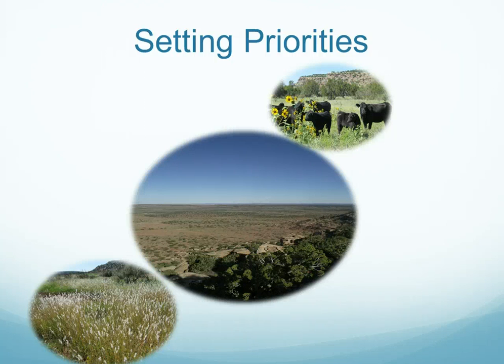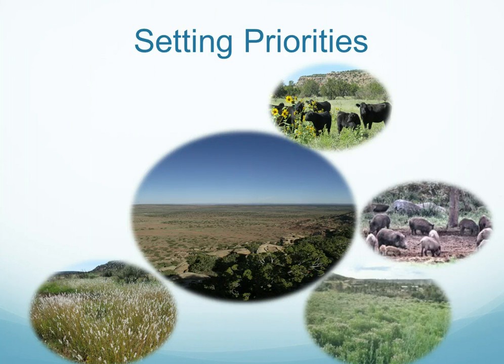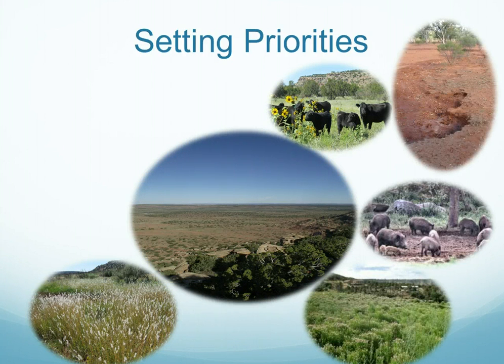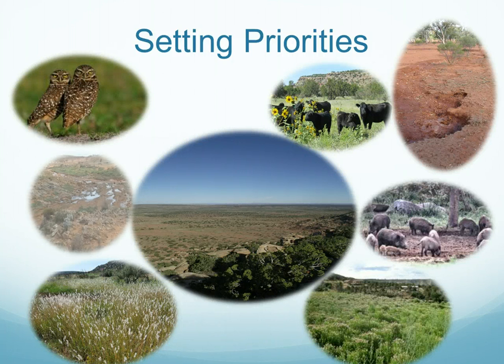Now, there are some management issues that need to be considered. There have recently been invasions by feral hogs and Russian knapweed, and in some spots there is localized erosion that is causing problems. There's also some conservation issues that need to be considered. There's an endangered owl and some sensitive riparian species that need to be addressed.